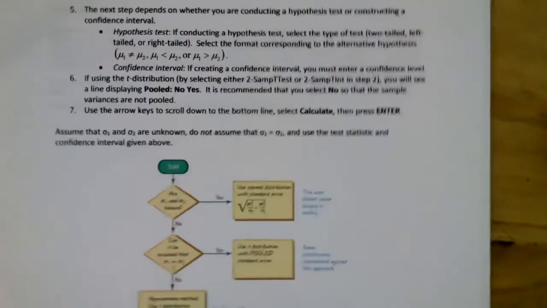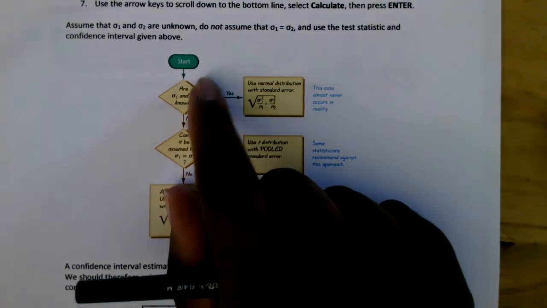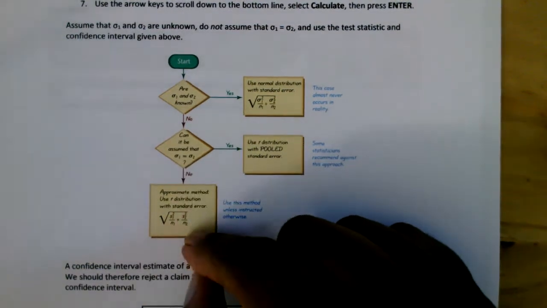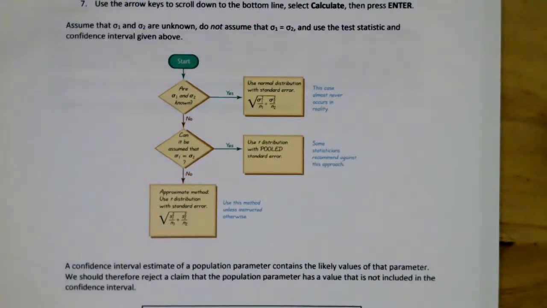Okay. Now here's just a flow chart that they provide here. Now we're only assuming that sigma 1 and sigma 2 are unknown. So if sigma 1 and sigma 2 are known, we just drop down to no. We're assuming that that's going to be unknown. Okay. And then can it be assumed that sigma 1 is equal to sigma 2? And that answer would more than likely be no. So we use the approximate method. We approximate the method by using the t-distribution with the standard error, and this would be it.